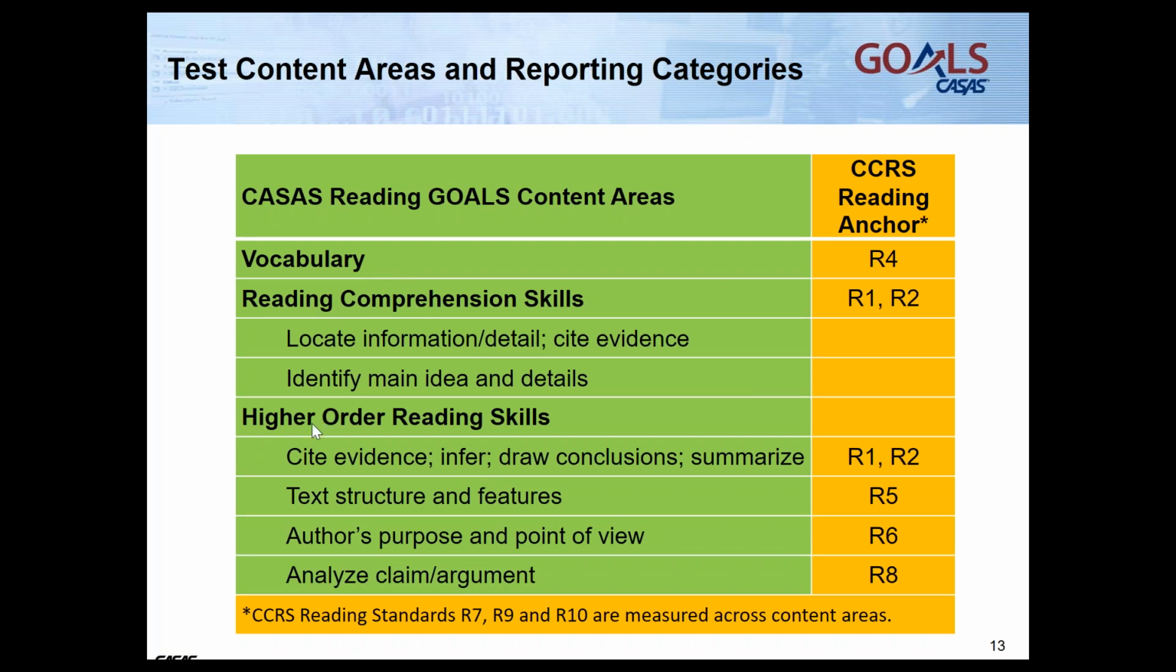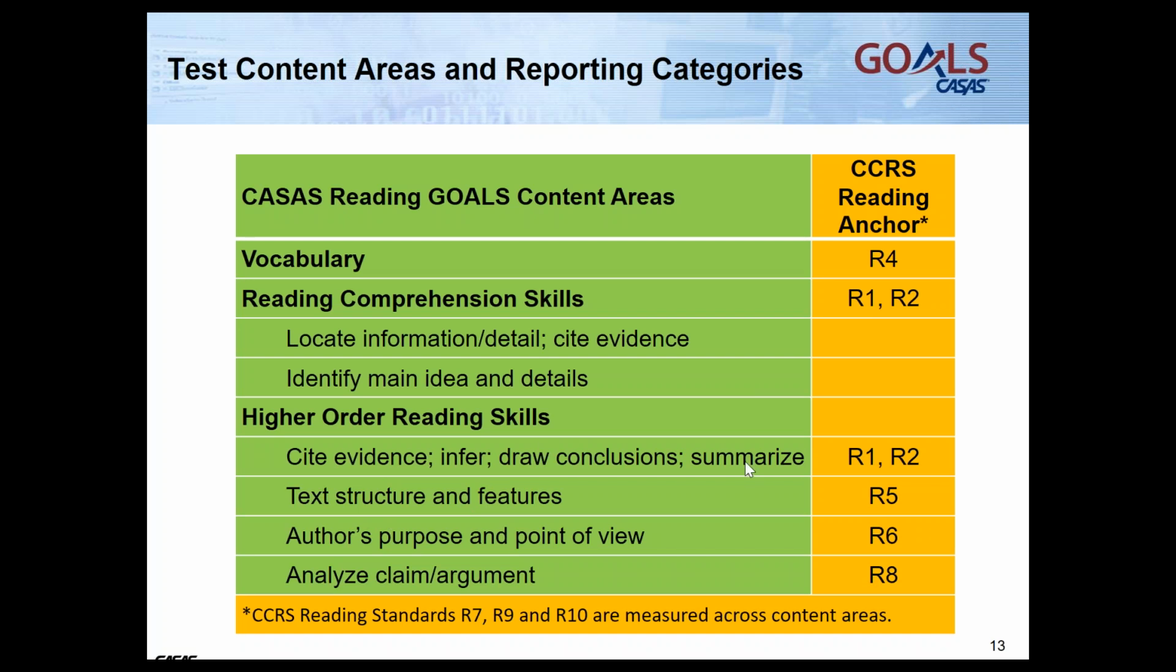Then the two other categories are reading comprehension skills. The first one is related to R1 and R2 in the CCRS, with skills like locating information in detail and citing evidence from the text, as well as identifying the main idea and related details. All of the items in this category are at DOK 1, that is just recalling or finding detailed information. Whereas the other category on reading skills relates to higher order thinking skills, DOK 2 and 3, and measures these CCR standards.